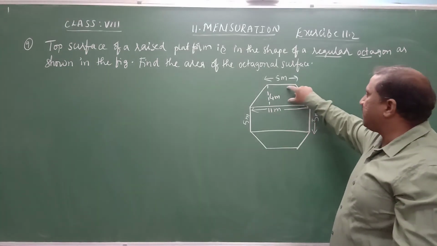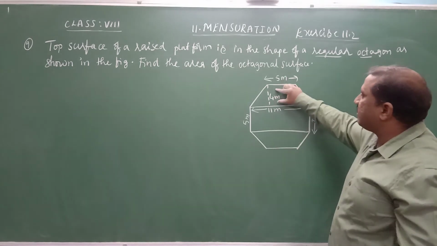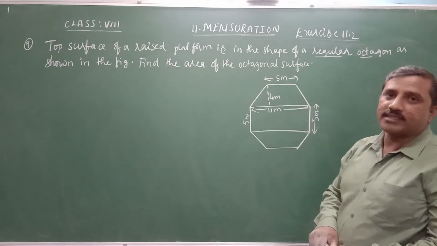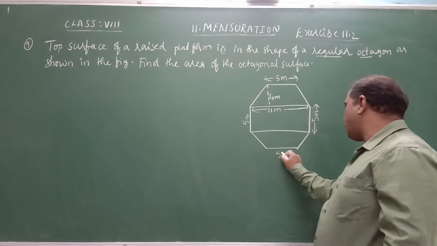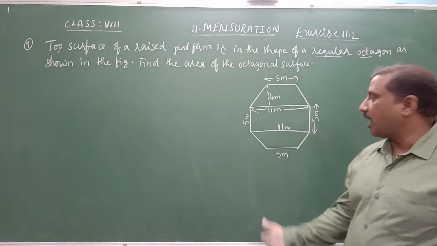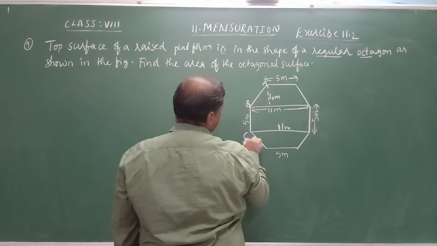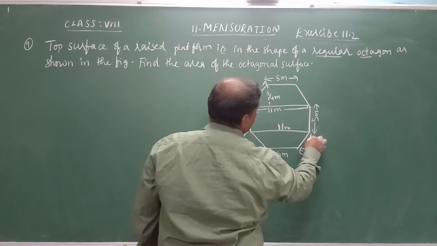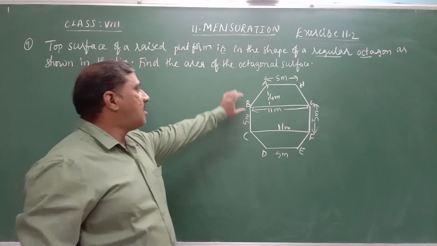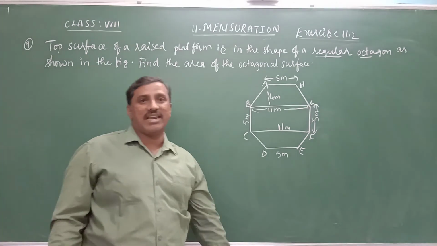Now this is a trapezium. Area of this trapezium is equal to half into height, which is given as 4 meters, into a plus b, 5 meters and 11 meters. Similarly, this is also 5 meters and it is 11 meters. Now we can give some names to this: A, B, C, D, E, F, G, H. So it is divided into 2 trapeziums and one rectangle. The 2 trapeziums will have equal area.